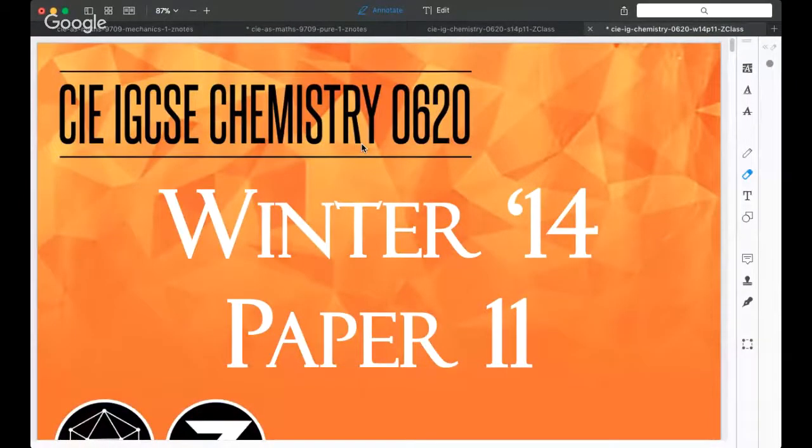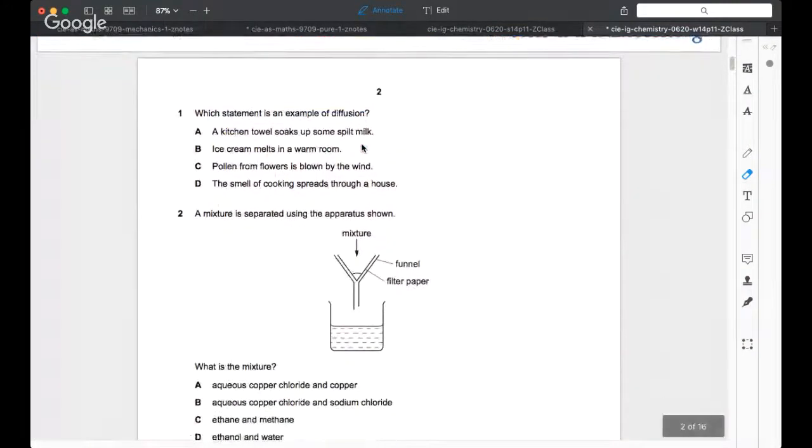Hello everyone. So today we are doing an IGCSE chemistry paper, winter 2014, paper 11. So this is a multiple choice question paper. So question one, which is an example of diffusion?